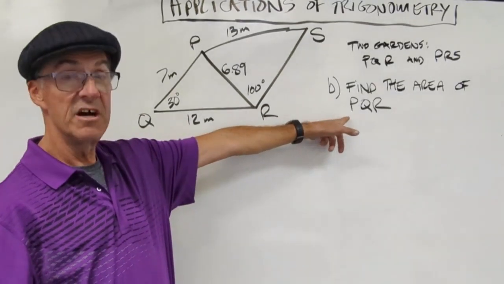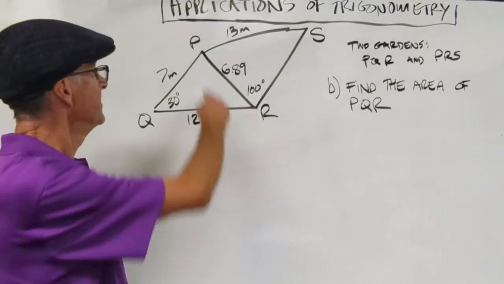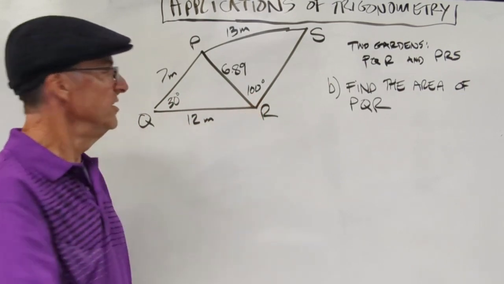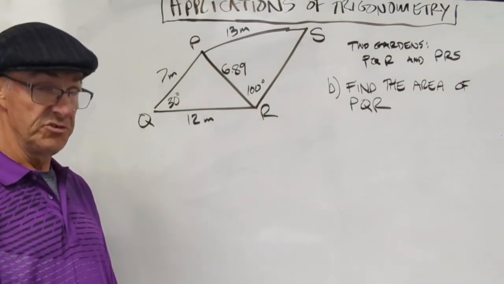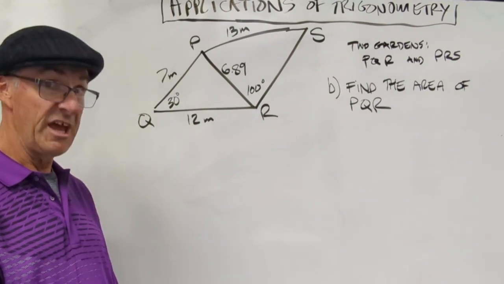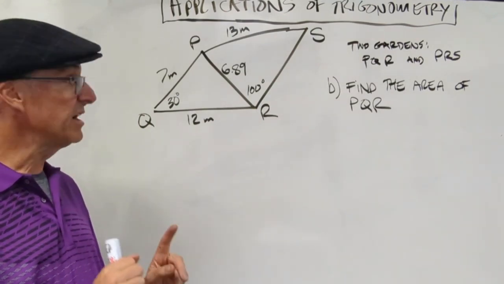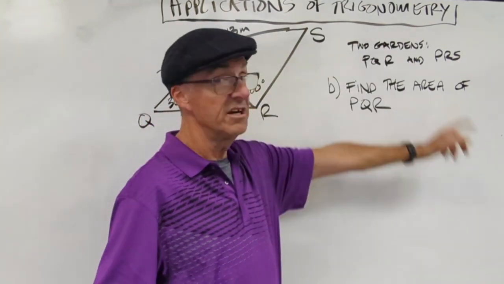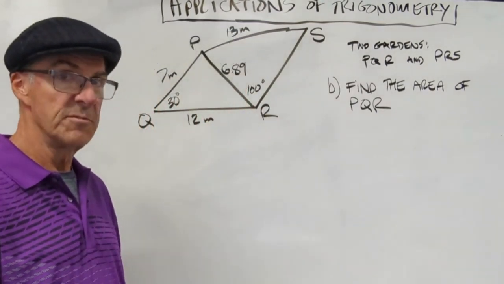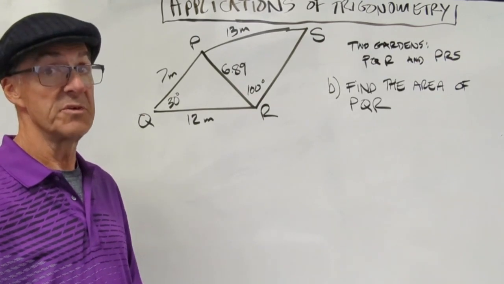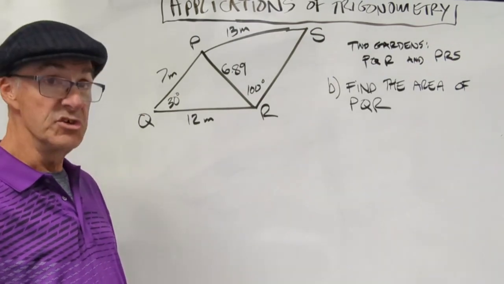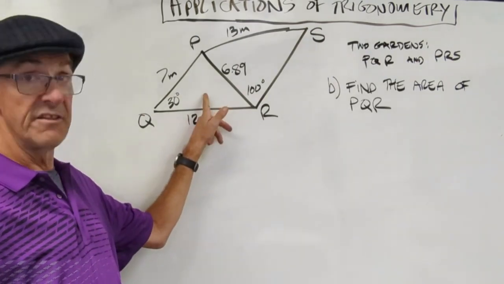Find the area of PQR. So that's PQR. Go ahead, pause the video, and figure out which rule you're going to use. This one's pretty easy because it's asking for area. We really only have one formula in this chapter that deals with the area of a triangle, and that's the area formula with sine. So go ahead and use that formula and calculate that area.